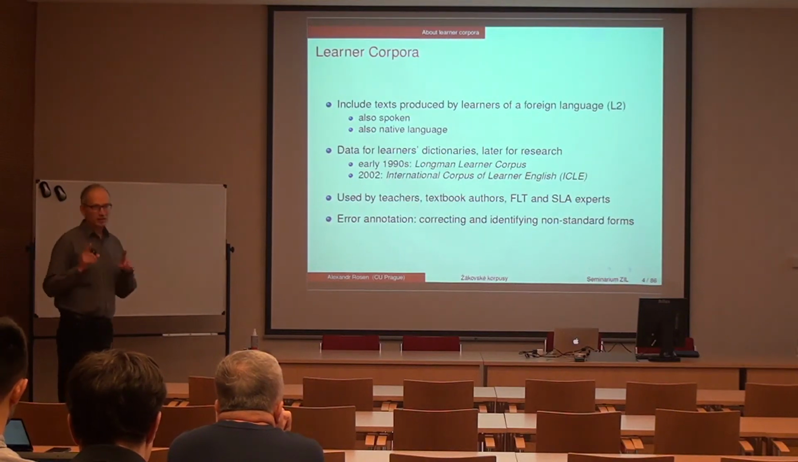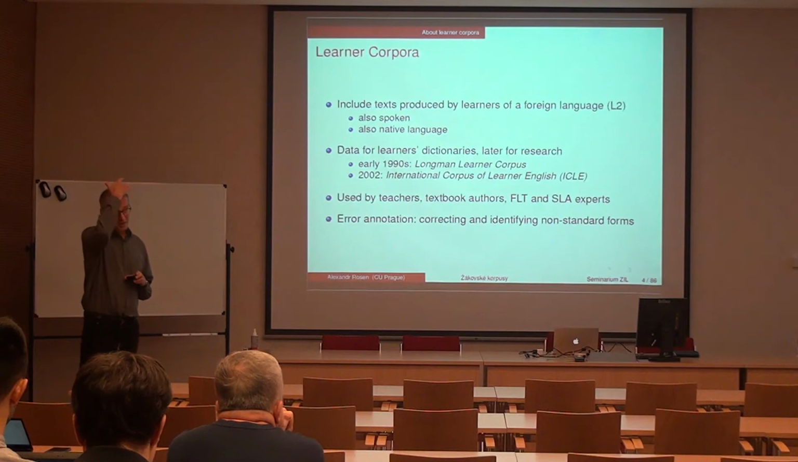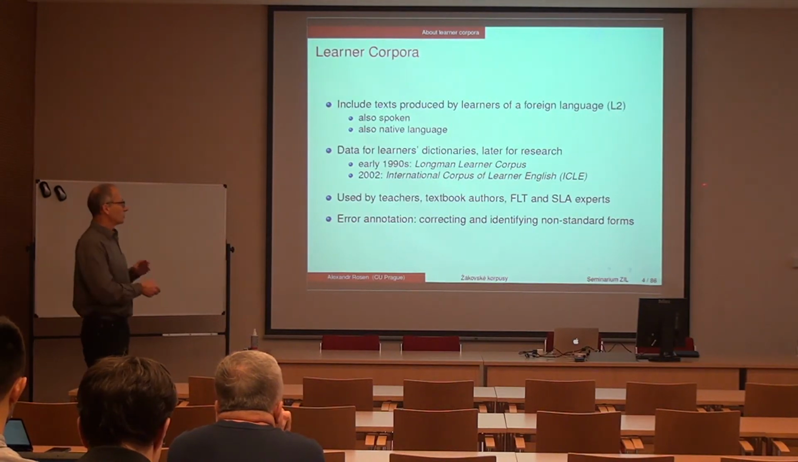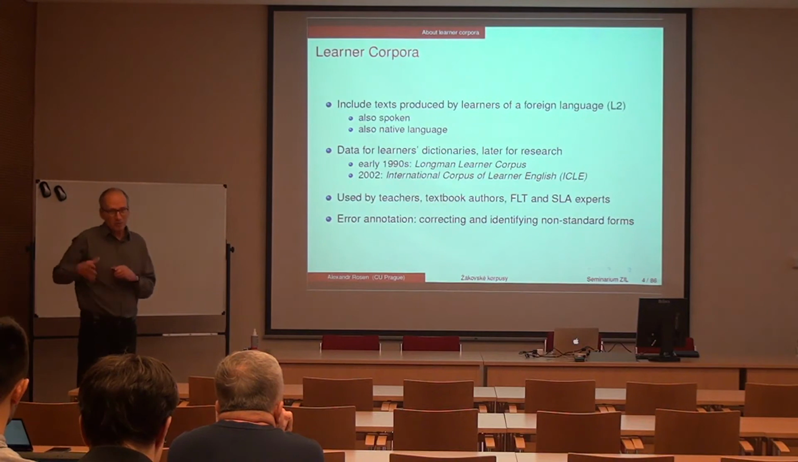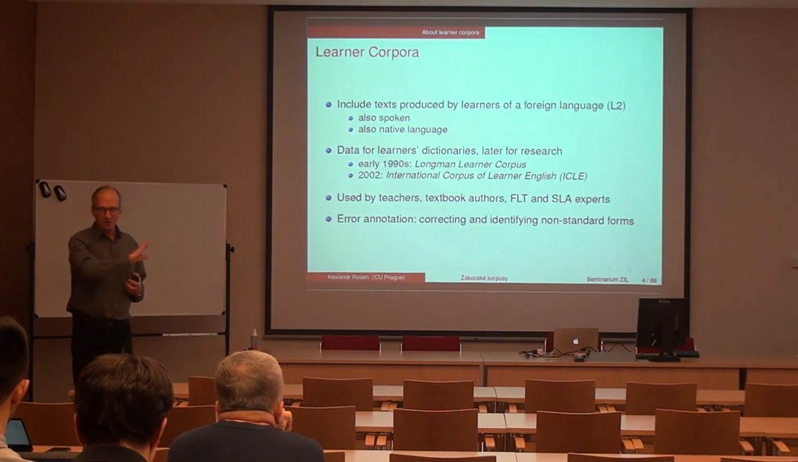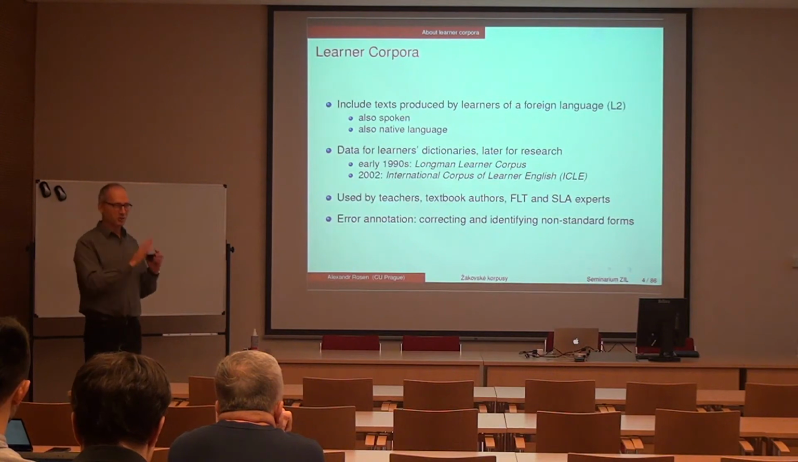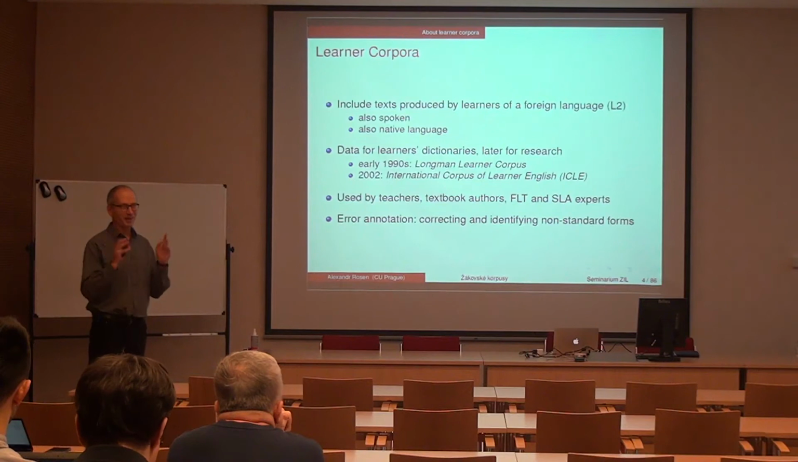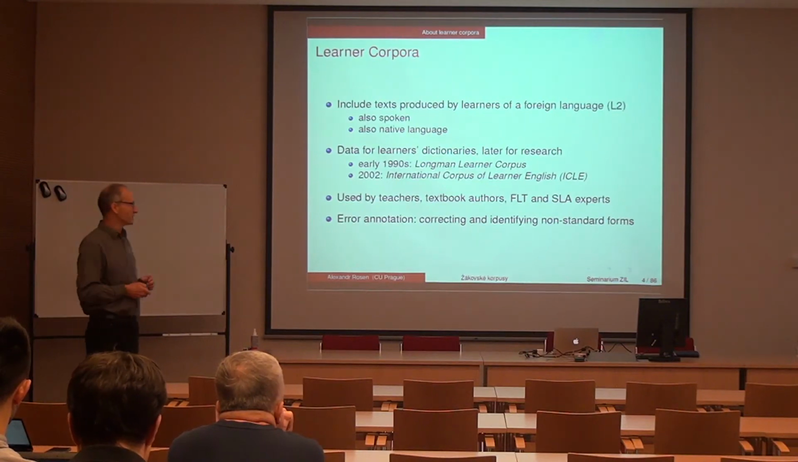Error annotation. That's something that's special to learner corpora, and it's about correcting errors and identifying them as well. Sometimes we don't like using the word errors, or some people don't like to use it because it's somehow thought of as labeling someone as not as good as someone else. So we talk about non-standard forms rather than errors, but I don't really think it's so crucial.